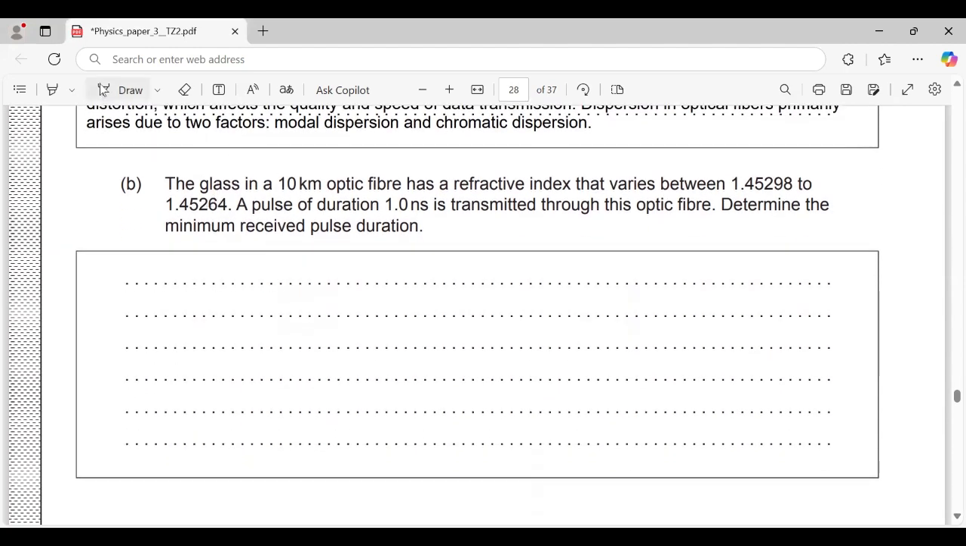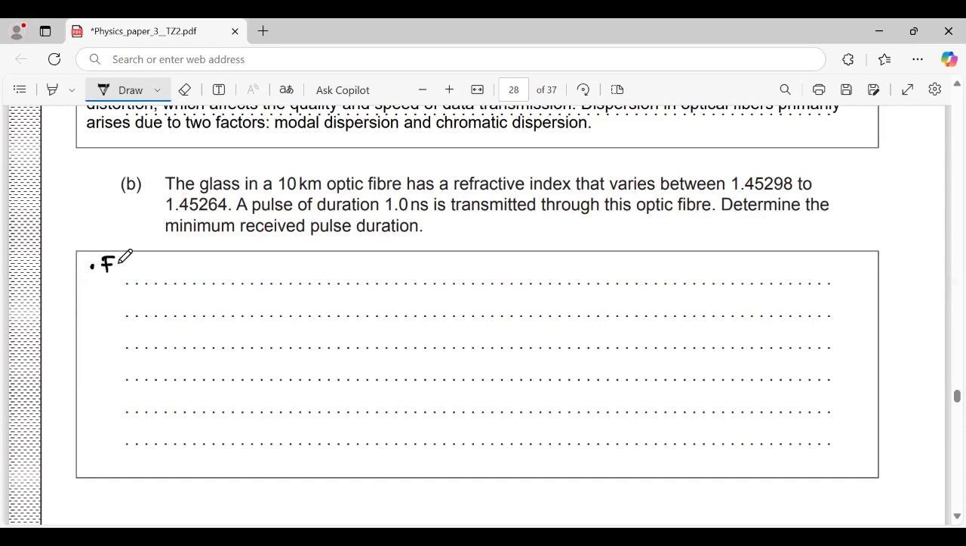The glass in a 10 kilometer optic fiber has a refractive index that varies between 1.45298 to 1.45264. A pulse of duration 1.0 nanosecond is transmitted through this optic fiber. Determine the minimum received pulse duration. Right. First, I'm going to calculate the speed of light in the fiber.